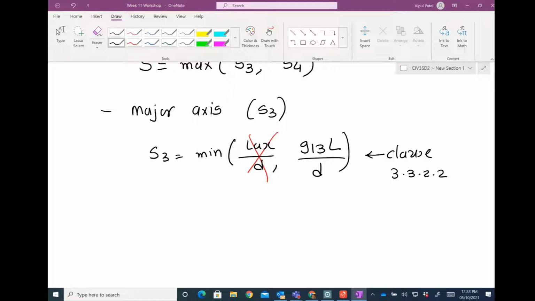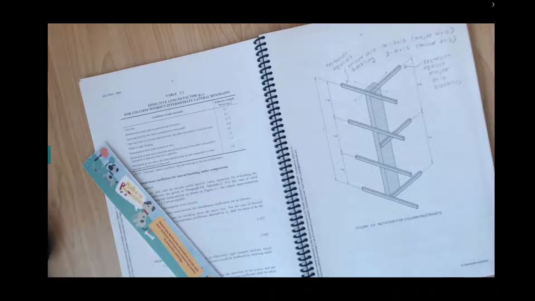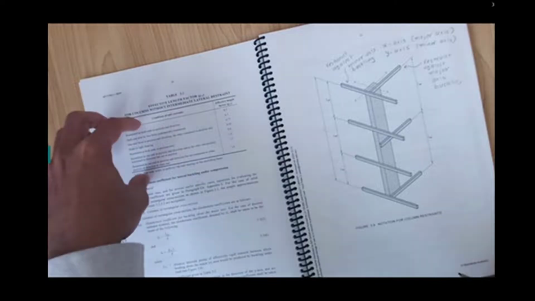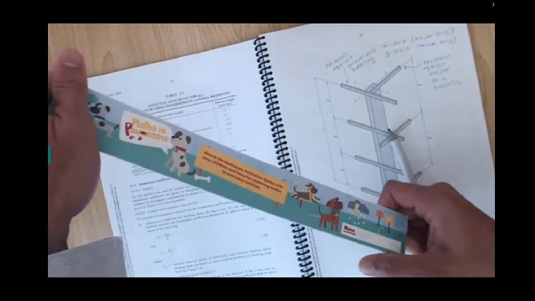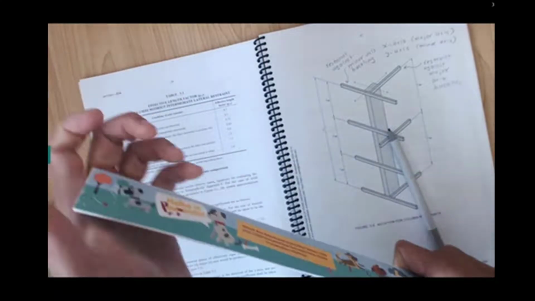Okay, so in that case, G13. Now this G13 requires a bit of explanation. This standard is not helping me. There are 1, 2, 3, 4, 5, 6, 7 and 8 different cases. 8 different cases means how your timbers are connected at the end, how the top end and bottom end are connected to the other members. Based on those connections, it has given you different G13.